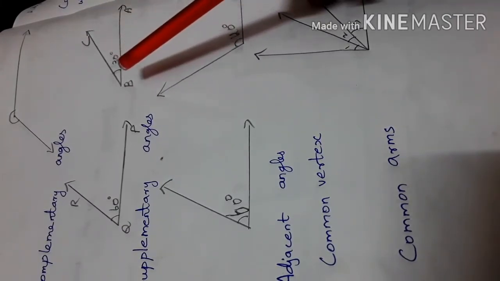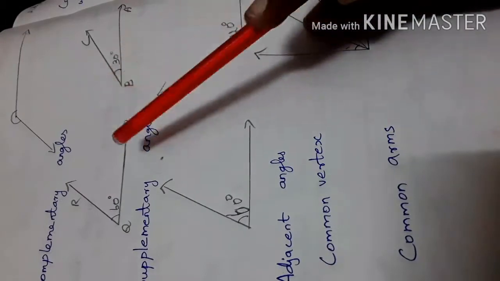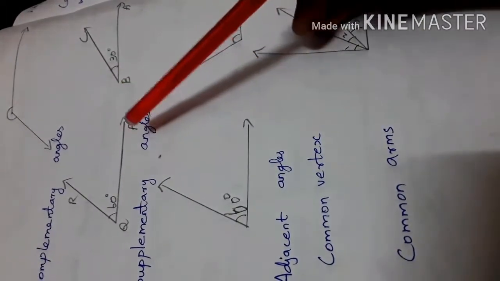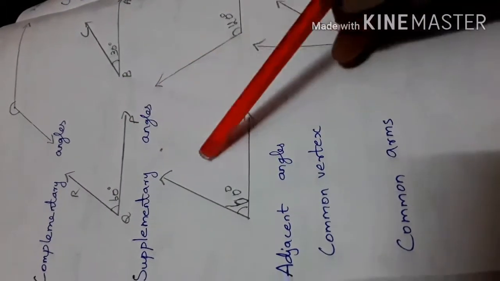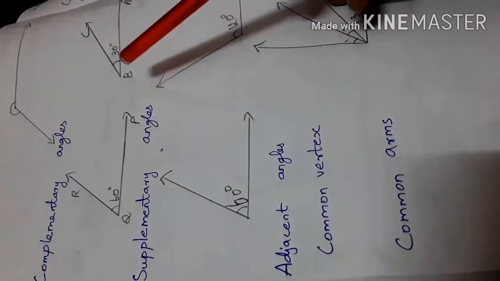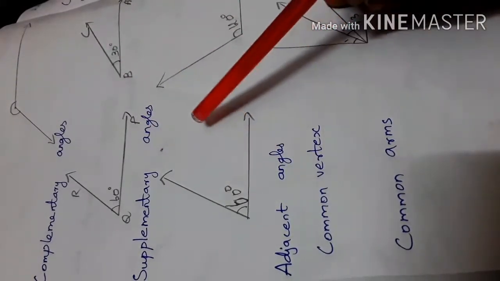This angle pair is called complementary angles. For example, 45 and 45, 50 and 40, 20 and 70. These are examples of complementary angles.